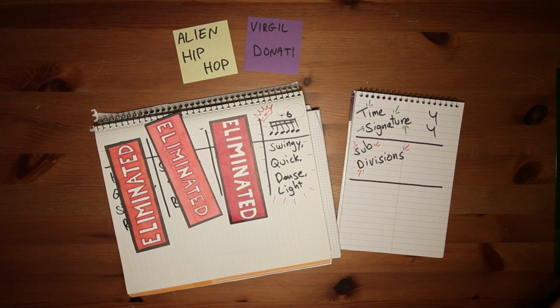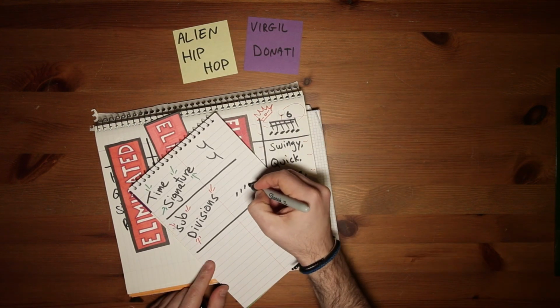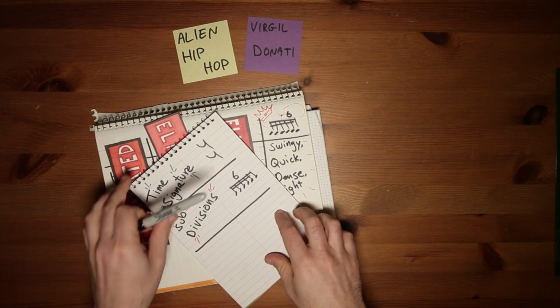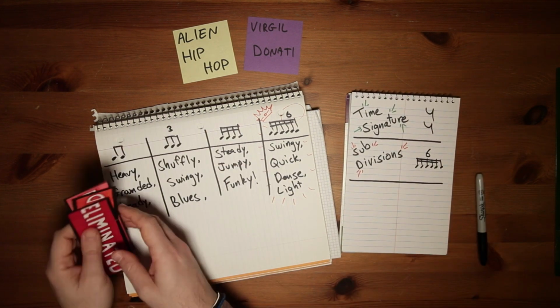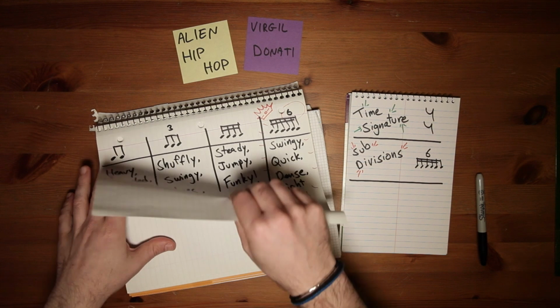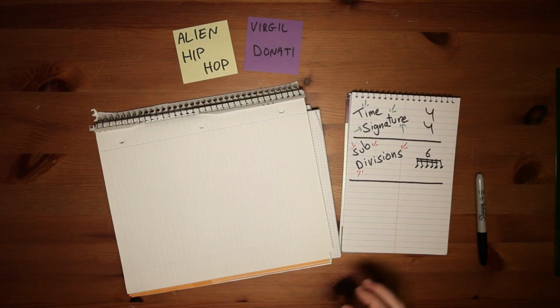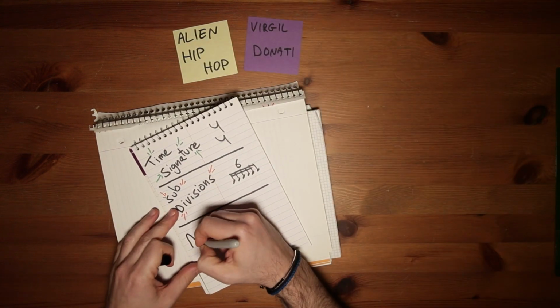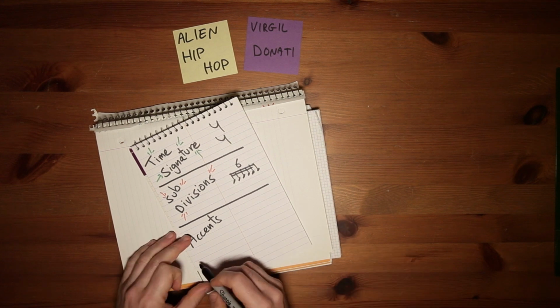Well, 2 down and 1 more to go. The accents. Once we have the time signature and the subdivision figured out, we need to listen to how those subdivisions are played. Do they play all of them? Some of them? Is there any logic behind it, or is it random?